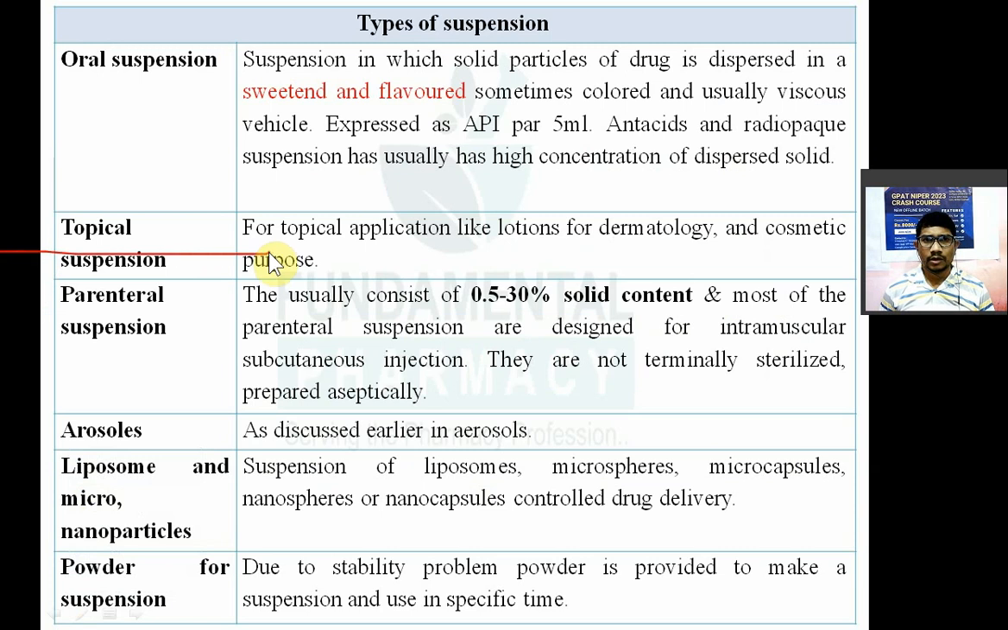Am I audible to you? Topical suspension should be tested dermatologically. Parenteral suspension normally has 0.5 to 5% solid content, but may extend up to 30% in case of antibiotics, and the vehicle is nothing but 0.9% sodium chloride, isotonic, sterilized and pathogen free. Powder suspension: if a suspension has a stability problem, it can be formulated as a powder, meant for reconstitution before use.